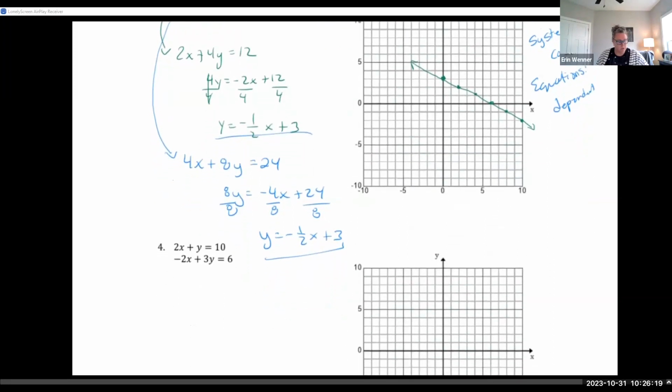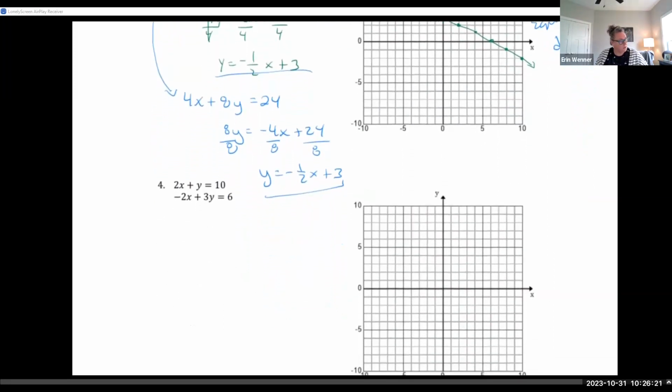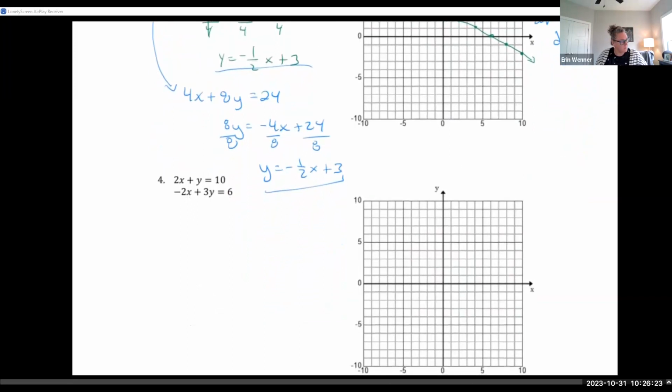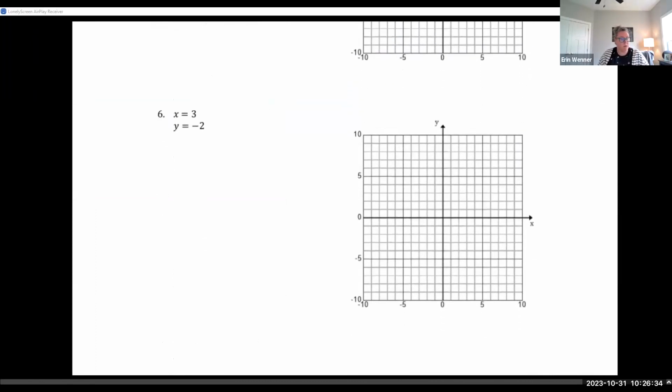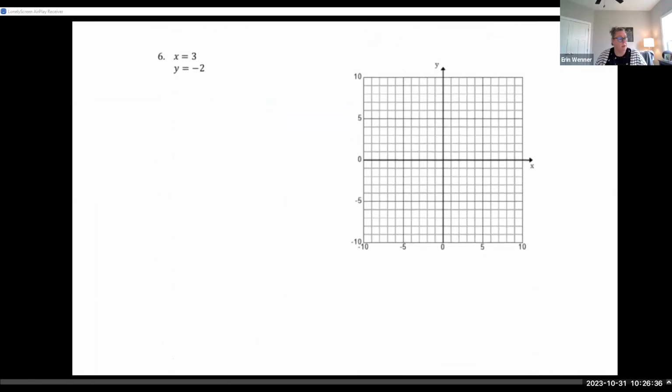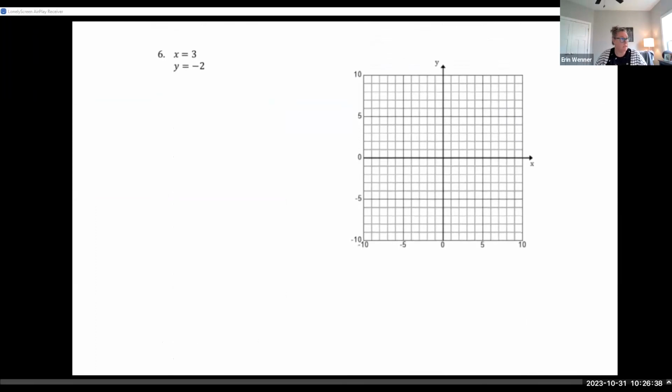Our last one that we're going to do together is number 4. Actually, I lied. It's not the last one. We're going to go to the next page. Let's look at number 6. Okay, and we'll go back to that other one. I want to talk about number 6 before I let you go. We have about 15-20 minutes left.